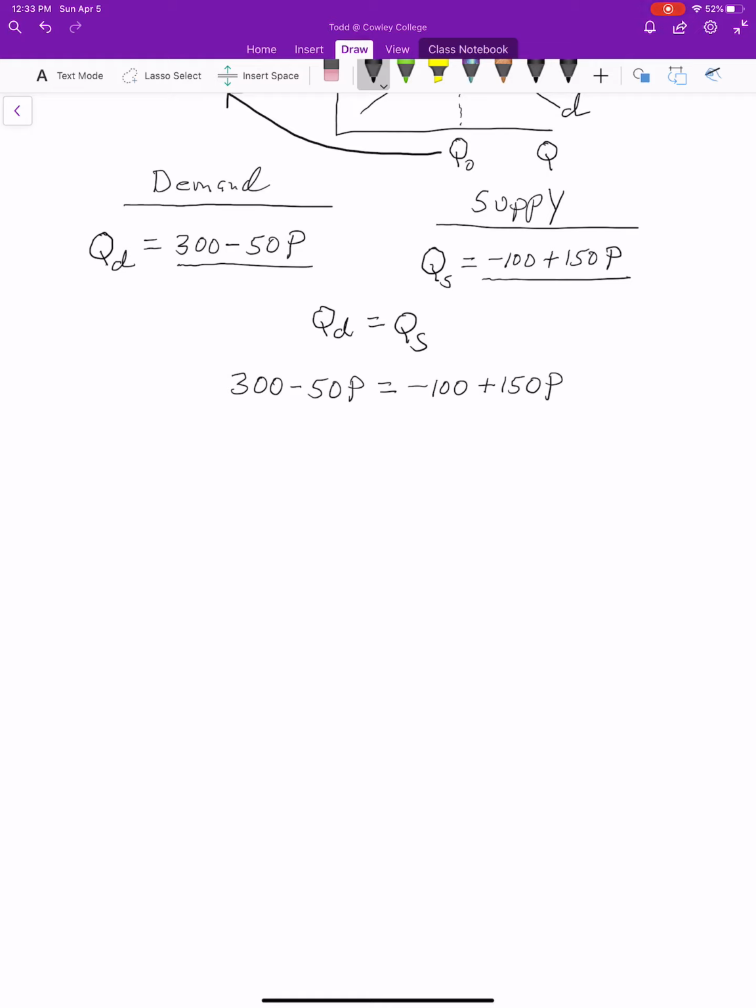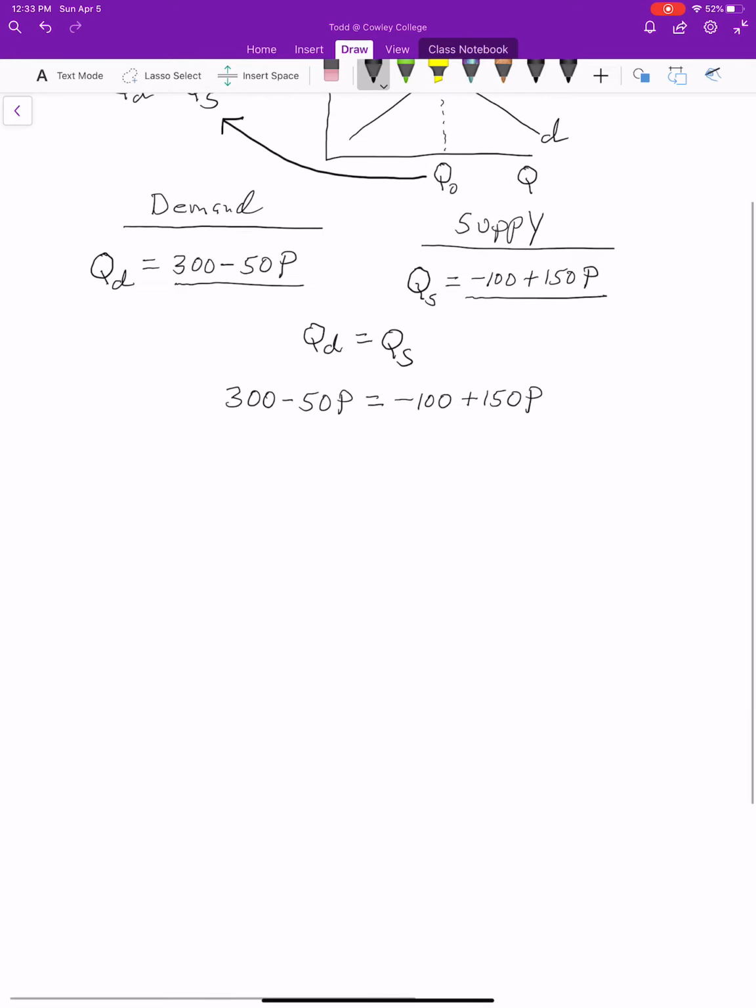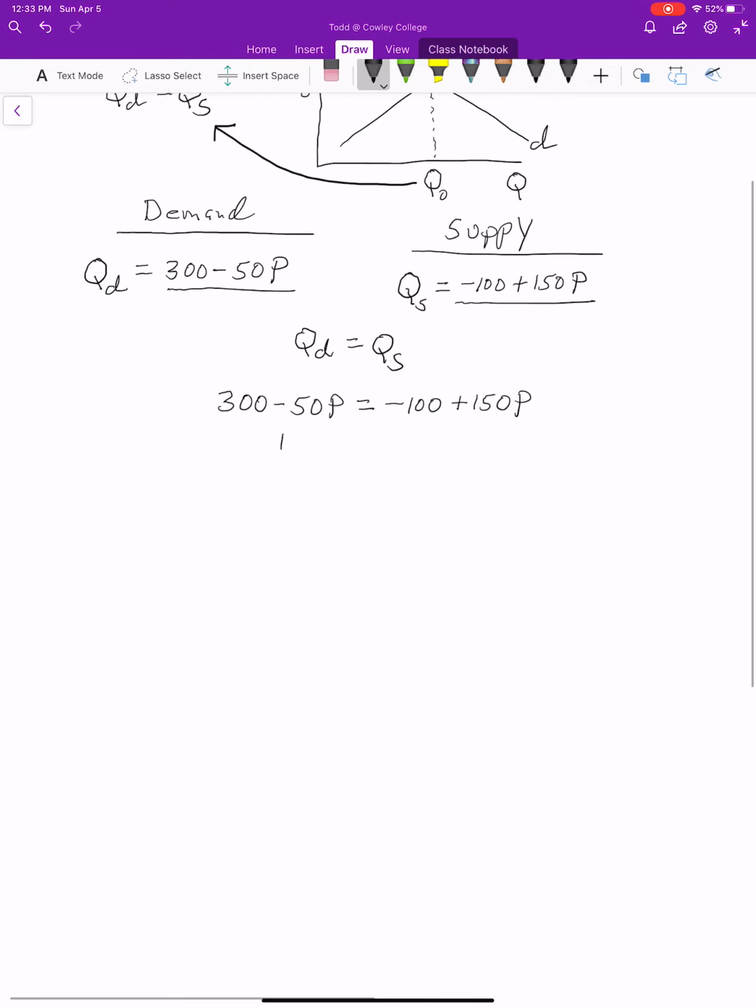So first of all, I'm going to move my p's over to the right-hand side. Since this is a negative 50p, I'm going to do the opposite, and I'm going to add 50p's to both sides.